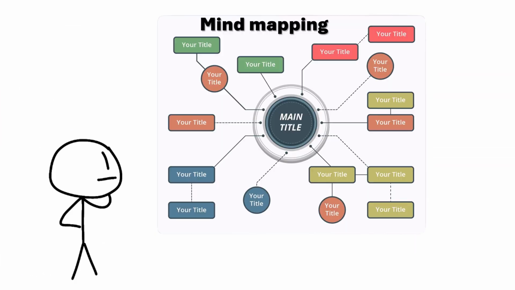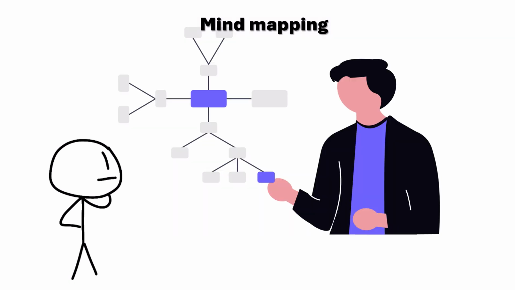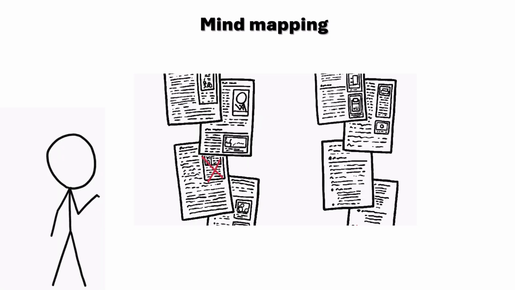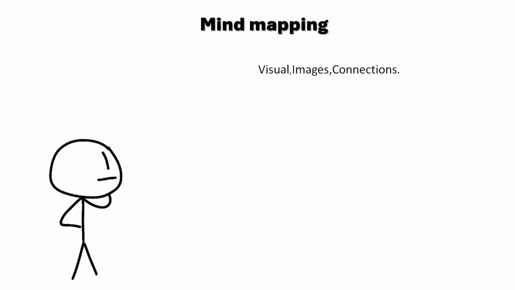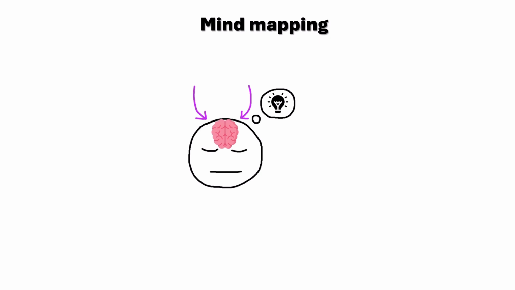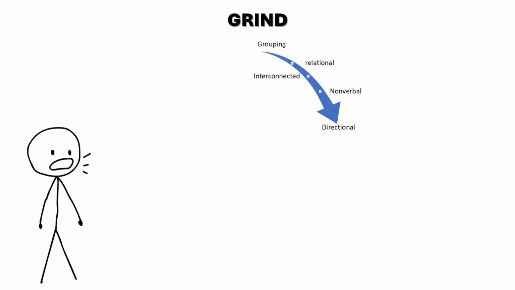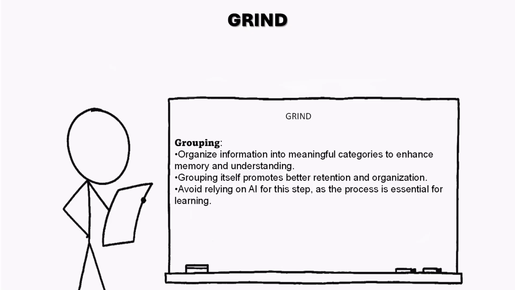Mind mapping is a method for taking and organizing notes that aligns with how the brain works, enhancing memory, learning, and information retrieval. Unlike traditional linear note-taking, mind mapping uses visual keywords and connections, making information more memorable and personal. GRINDE, which simply means: grouping, relational, interconnected, nonverbal, directional, emphasized.